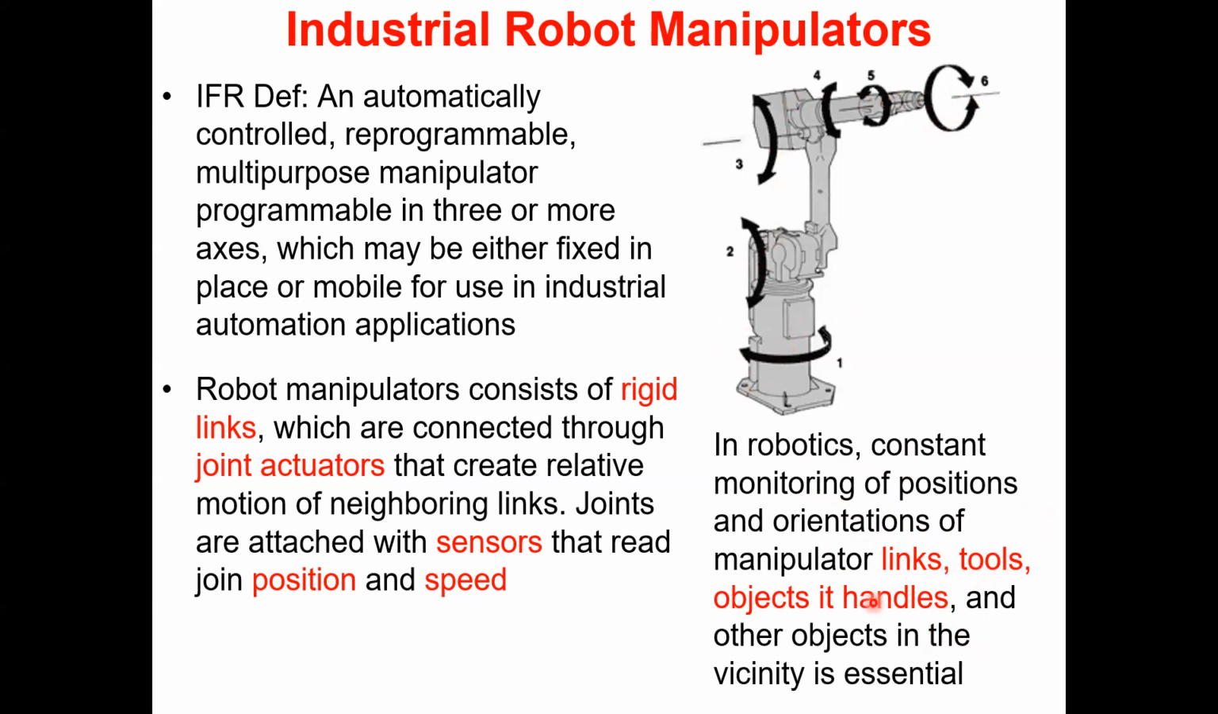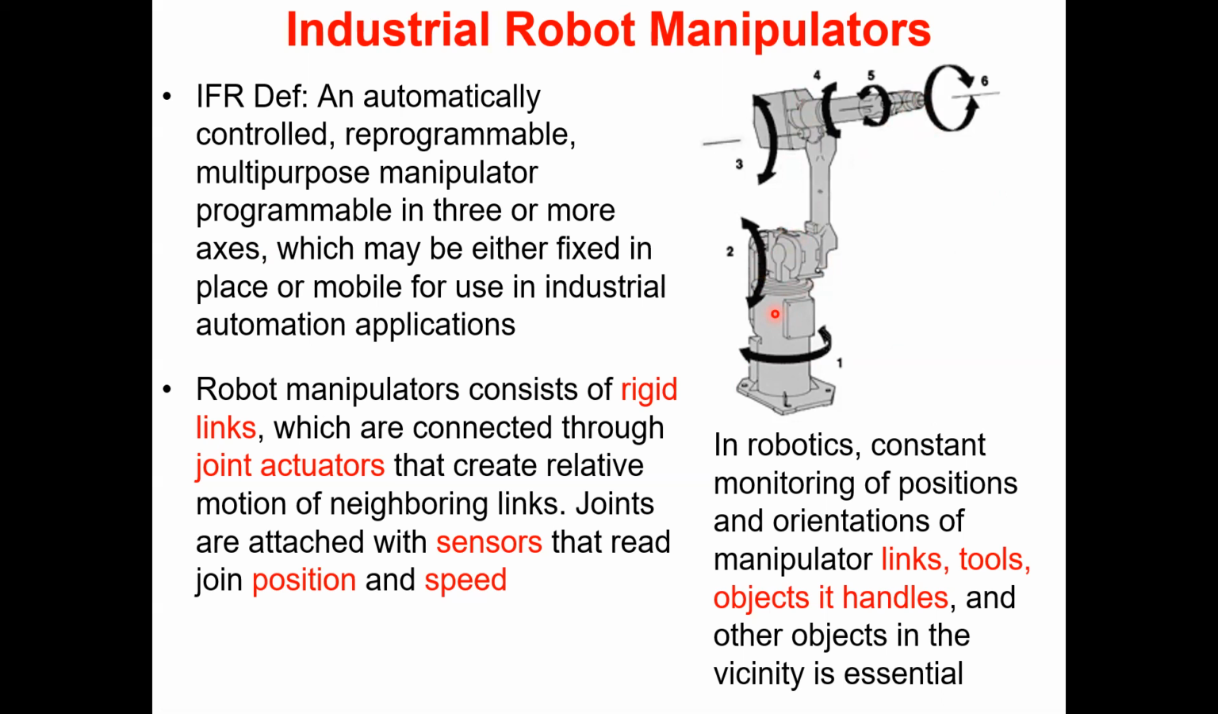The tools and objects it handles, and other objects in the vicinity, is essential. You need to have constant knowledge and visibility about these links, the end effector, and what is around you at all times, right? Because you cannot bring the end effector to collide with the robot itself. You can't kill yourself, right? And also it cannot collide with the nearby obstacles.